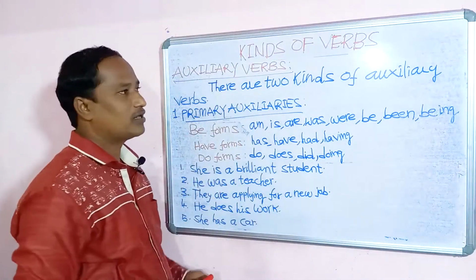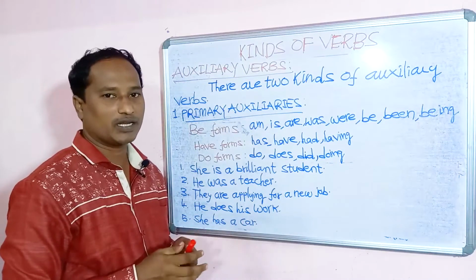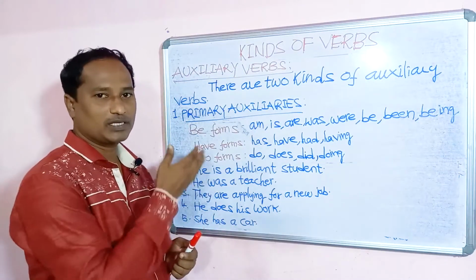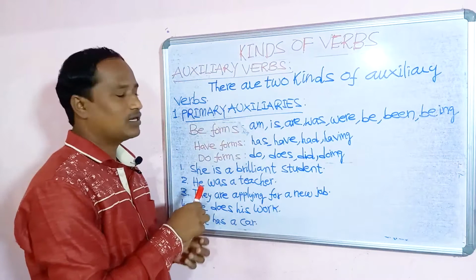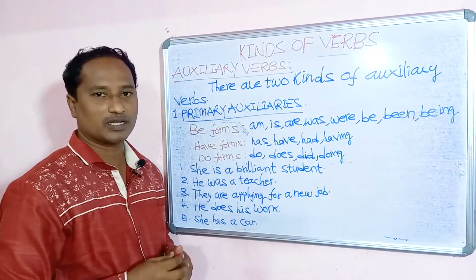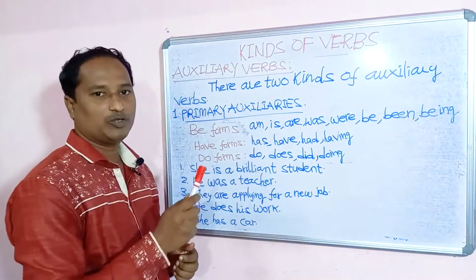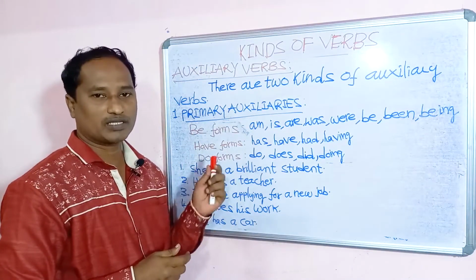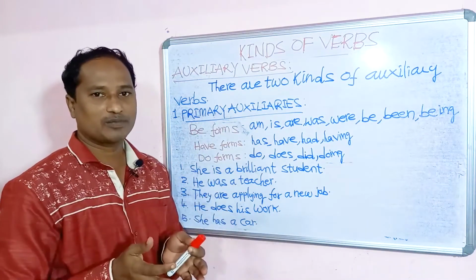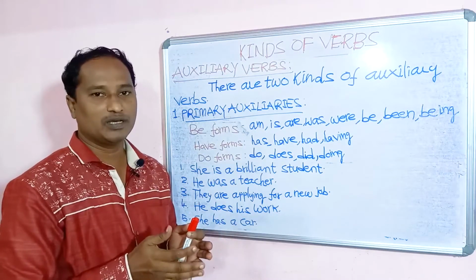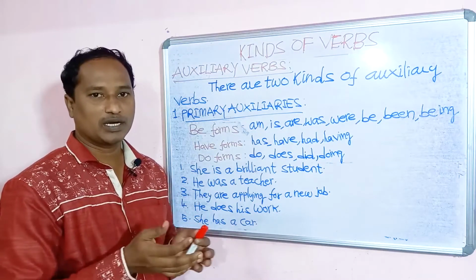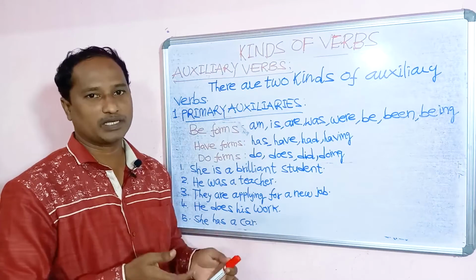So you know there are two kinds of auxiliary verbs in English. One of them is primary auxiliaries and the second one is secondary auxiliaries. First of all, what is an auxiliary verb? You may have heard that auxiliary verbs are also called helping verbs. Helping verbs means that they help a main verb in a sentence.